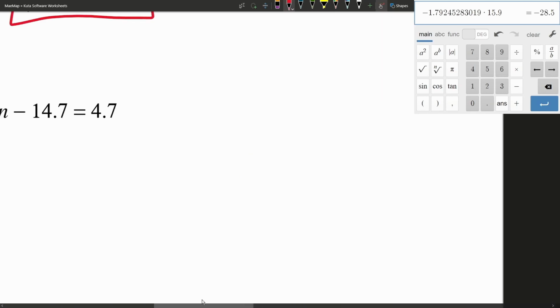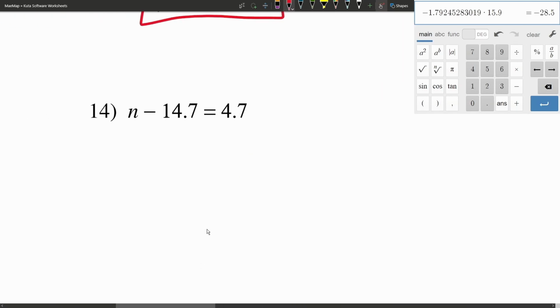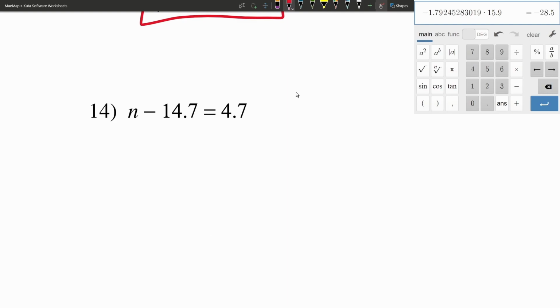Sliding on over to number 14, the last problem on this page before we move on, we have n minus 14.7 equals 4.7. This is going to be a nice one that we won't need to use the calculator for. How we get rid of that minus 14.7, we're going to add 14.7 to both sides. And when we add 14.7 to both sides, on our left-hand side, we'll be left with just n, and on our right-hand side, 4.7 plus 14.7.